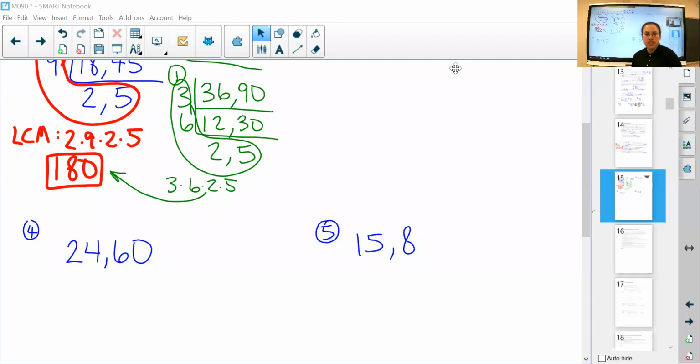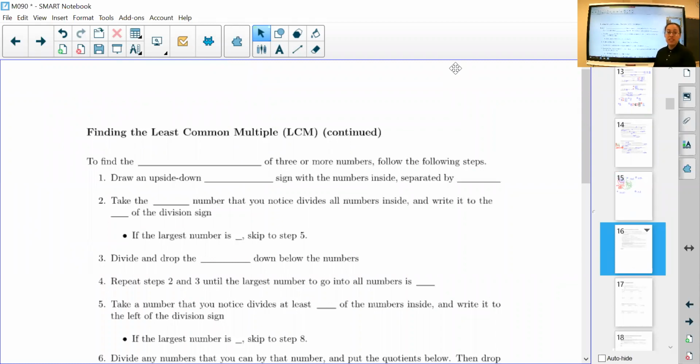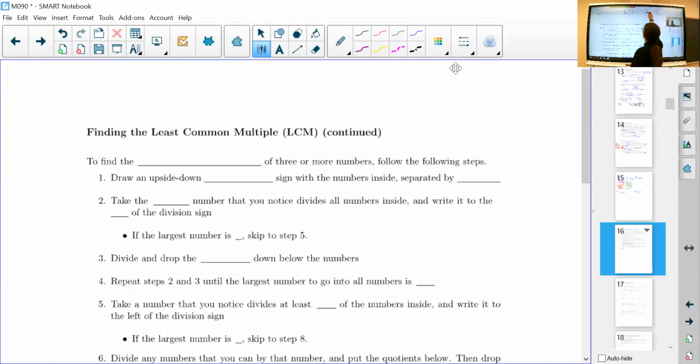Let's take a look at page 16. Page 16, now we're finding the least common multiple again, but it's of more than two numbers. So to find the LCM of 3 or more numbers, here's what we do. It gets a little more complicated.